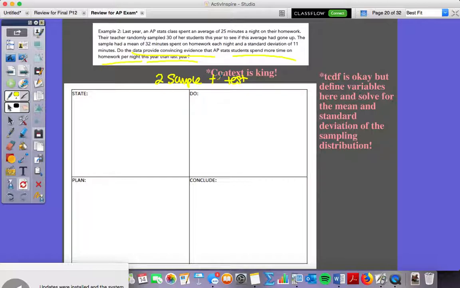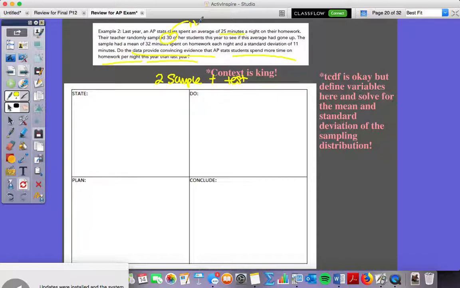So last year, they spent an average of 25 minutes, and this time we used a random sample of 30. Well, are you sure it's a 2 sample? Yeah, it's a 2 sample. I don't think it is. I think you're just proving if it's greater than 25, because all you have is a mean for last year. You don't know the sample size of last year. Oh yeah, good point.